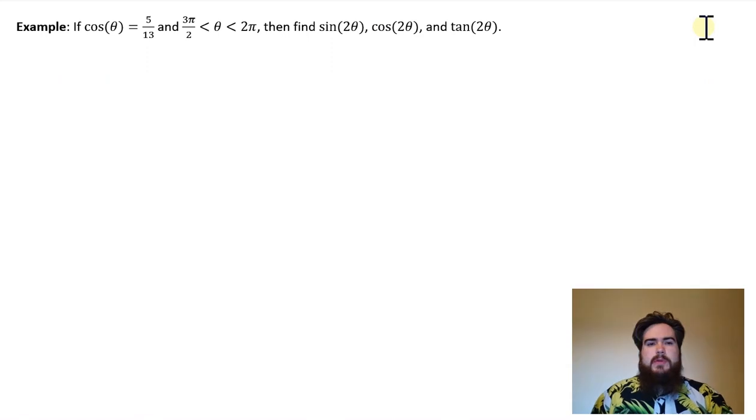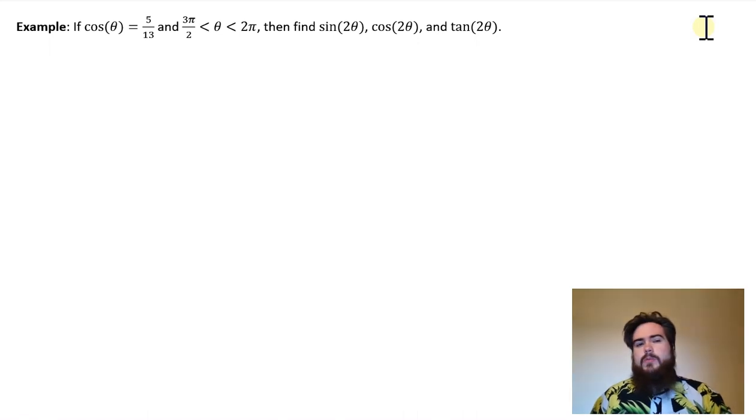In this example, we have that if cosine of theta is equal to 5 over 13, and it is known that 3 pi over 2 is less than theta is less than 2 pi, then we will find what sine of 2 theta, cosine of 2 theta, and tangent of 2 theta are equal to.